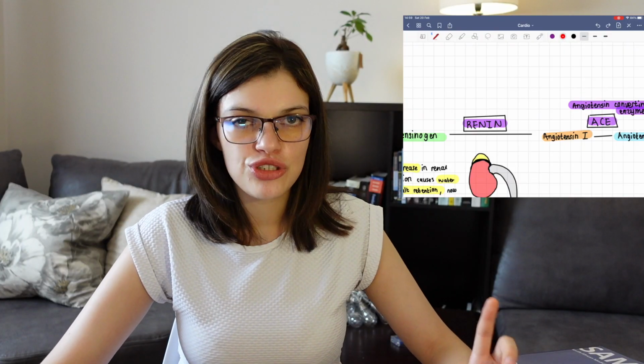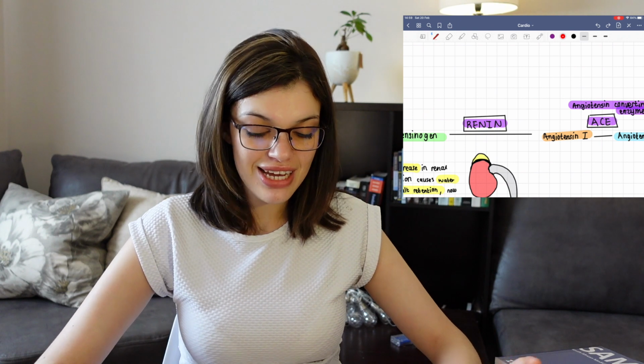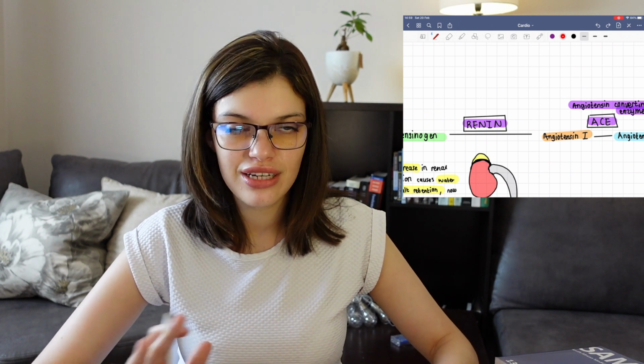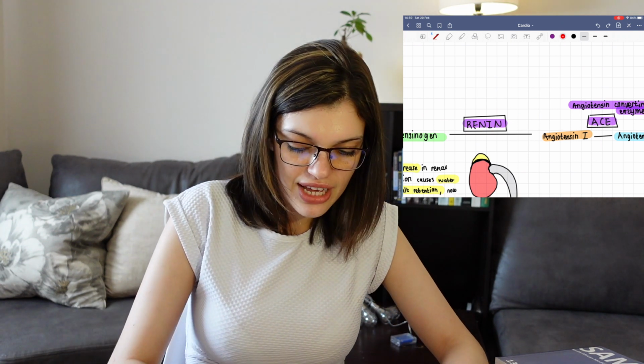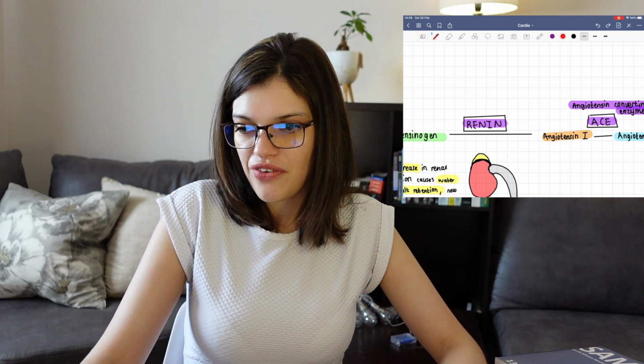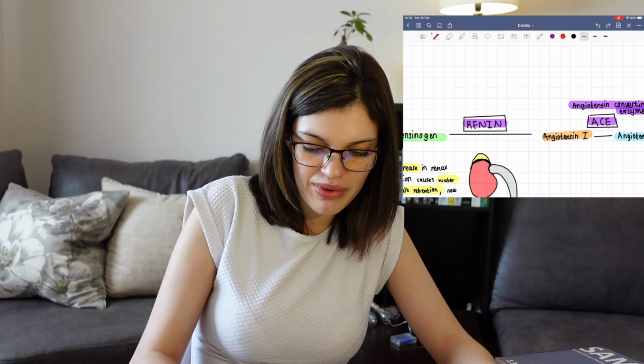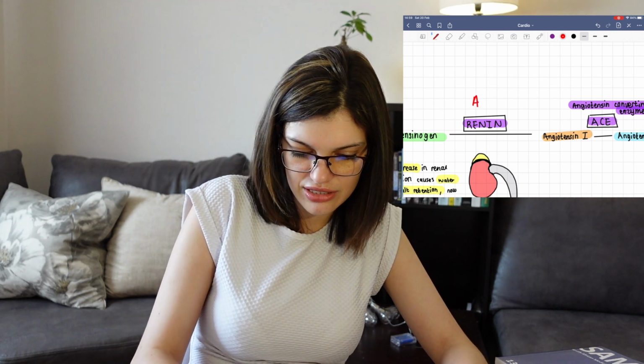Let's quickly look at some drugs that are going to influence the system. These are some clues that I'm going to give you now for the diagram we're going to fill in in a while. So in the place of renin, the inhibitor of renin will be aliskiren. I don't know how to say this, guys.